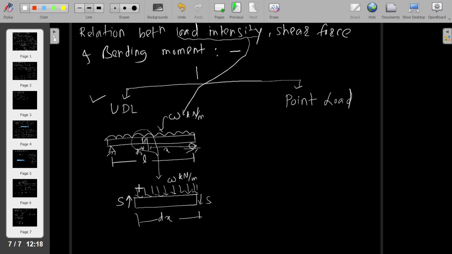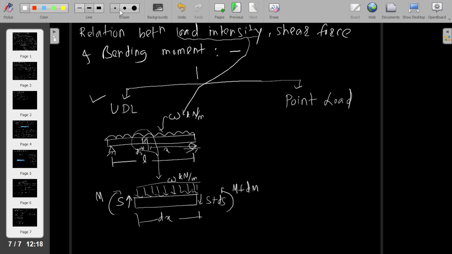This is the load acting on the small element under consideration. Because of this load, the shear force is varying. Here the shear force is S, which is resisting the load, and here, because of the additional load, I am writing S plus dS. Similarly, one moment will come here and another moment here, M and M plus dM. Because of this load, the moment is increasing.